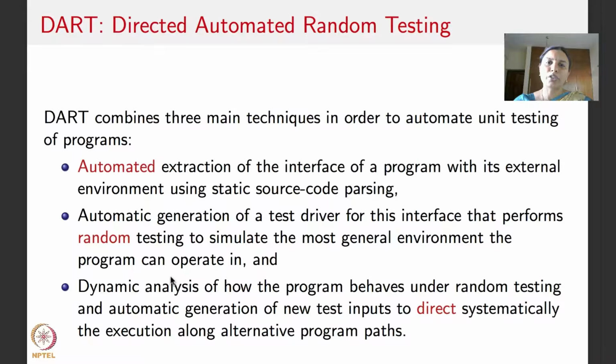So what does DART do? DART uses basically 3 main techniques to do its directed automated random testing. So what are the 3 techniques that DART uses? DART, as I told you, you just give it an executable program. DART will write the driver for you, instrument the program, run it, and tell you whether it has found an error, explored all paths, or it's unable to do either of these. It will do all these automatically. So to do all this automatically, DART uses 3 techniques to automate unit testing.